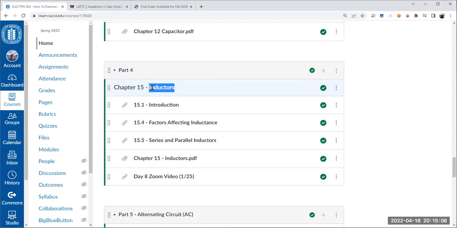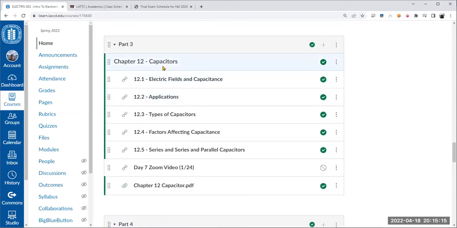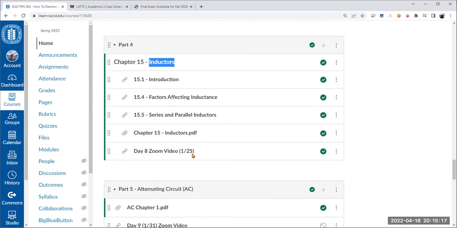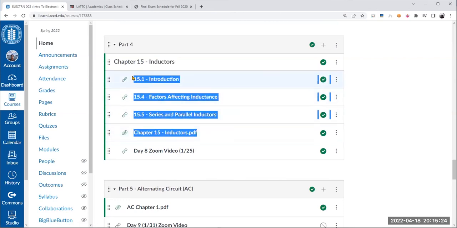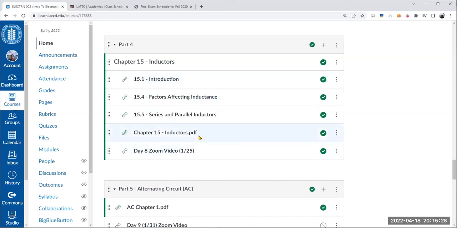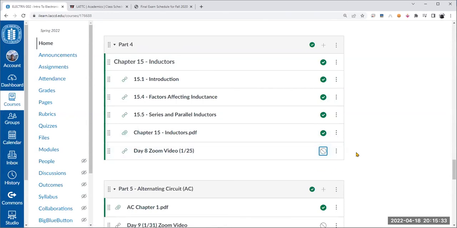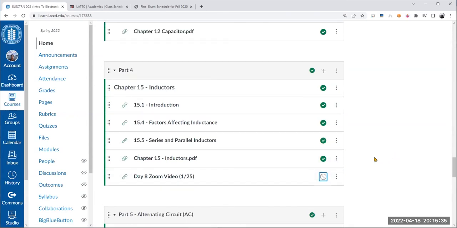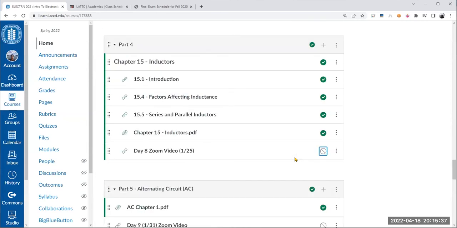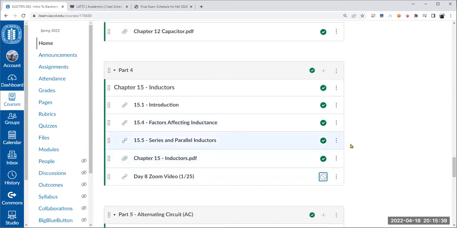Chapter 15 is the inductor chapter. If you have some spare time during the week, please start reading. Please read chapter 12. That's also the reading assignment. And also start reading chapter 15. It's an interesting, useful, and not very easy chapter. Inductor is quite complex, so start reading them. Oh, why is this not actually unchecked? And then we have test 2.